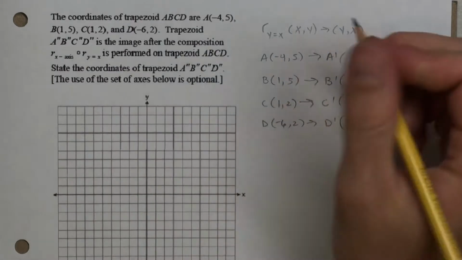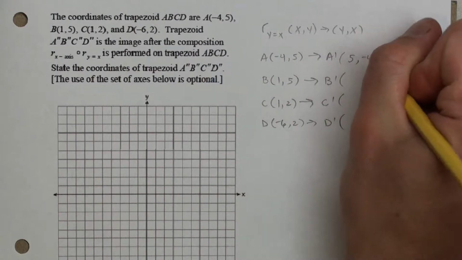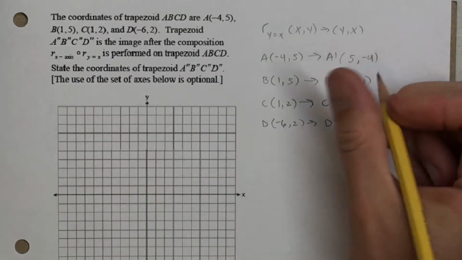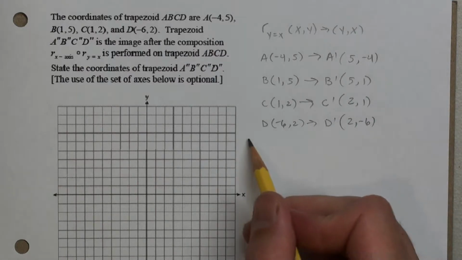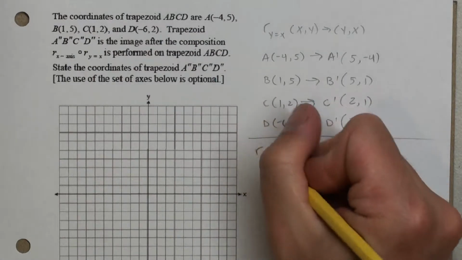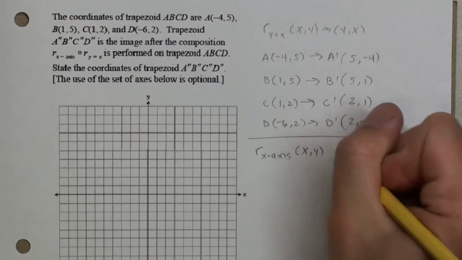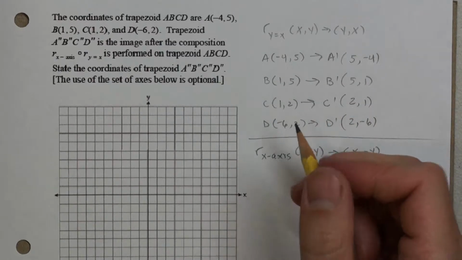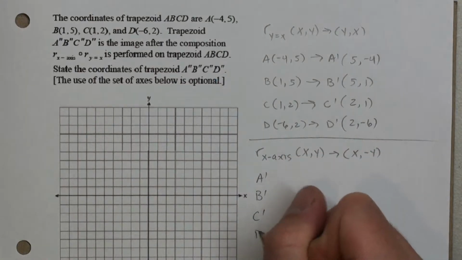Okay, so I'm going to switch them. So (5, -4), (5, 1), (2, 1), (2, -6). That's the first part. Then I do a reflection in the x-axis, which takes (x, y) and makes it (x, -y). So I now have A prime, B prime, C prime, and D prime.